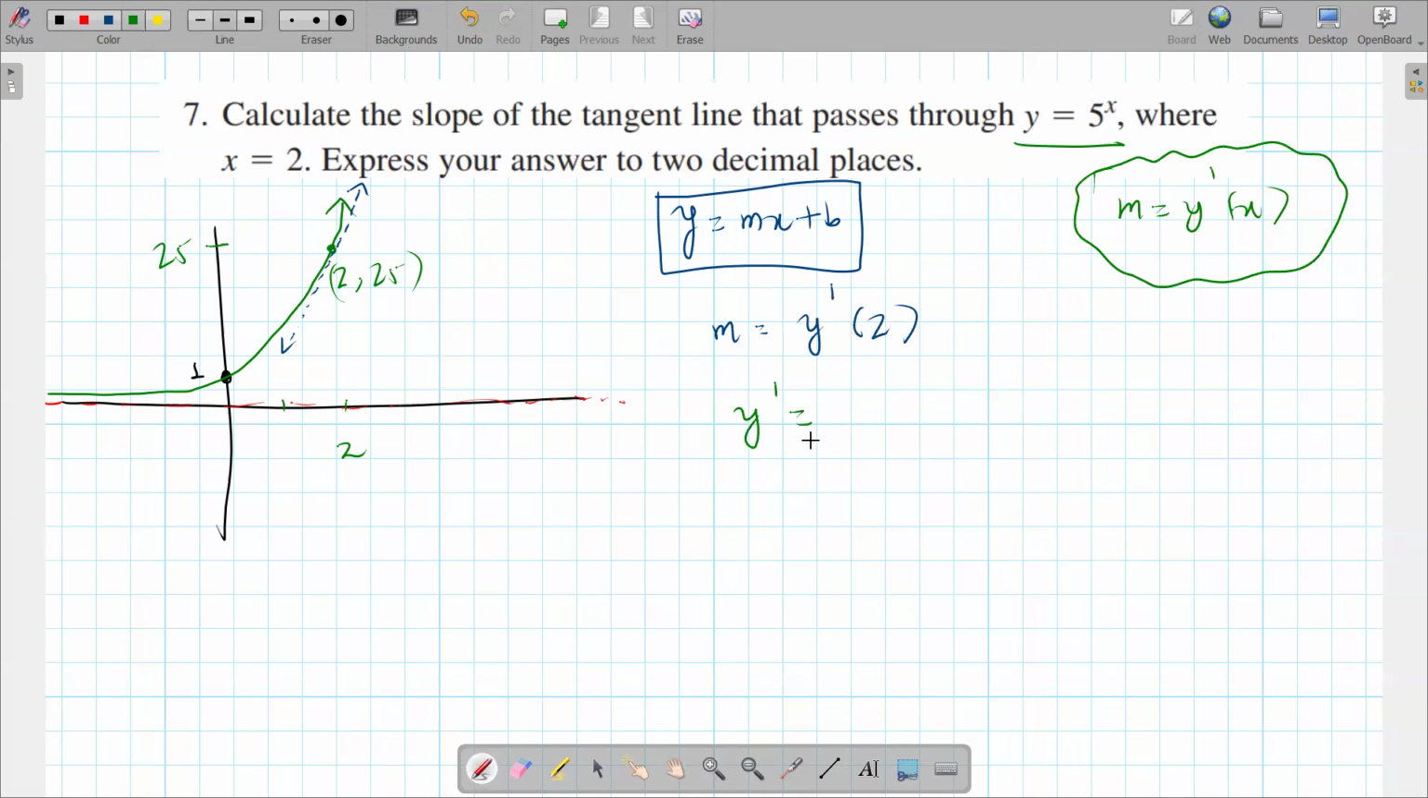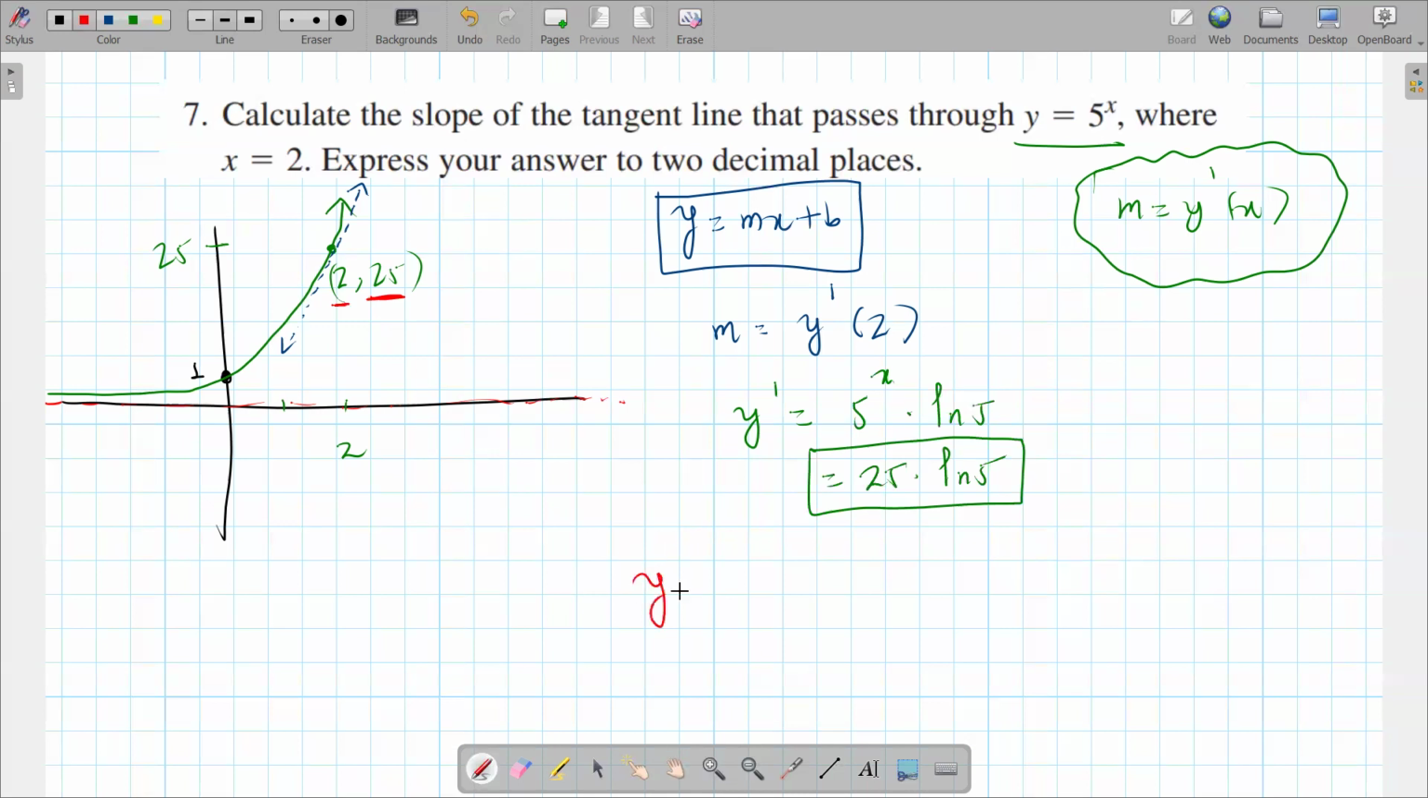Do you multiply it with ln of 5? Yes. So you get 5 to the x times ln of 5, and add 2, that's going to be 25 times ln of 5. So that's the slope, okay? And we found the x and the y value here. Well, x was given. We found the y value by just plugging it in.